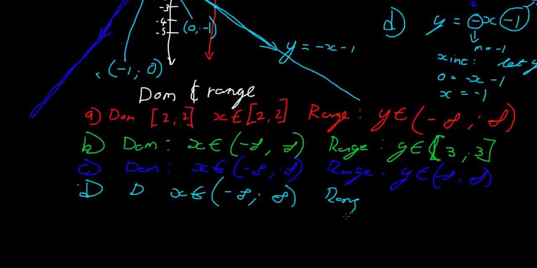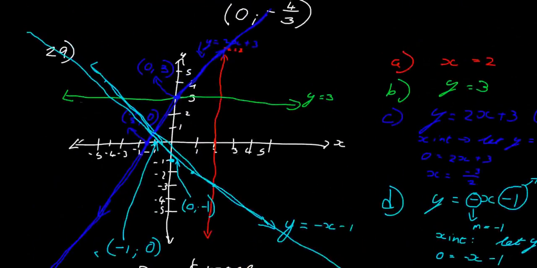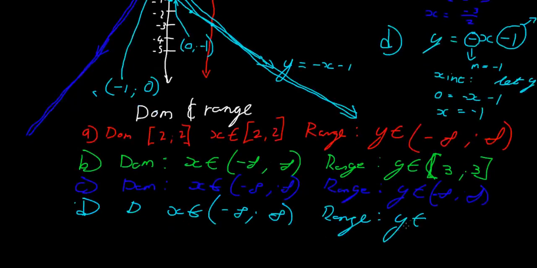Range, okay, y is an element. Now, if we look at the y points as well, we start here. Do you see that y just keeps increasing. It goes all the way up to positive infinity. And y also decreases all the way to negative infinity. So y is an element from negative infinity to infinity. Cool.